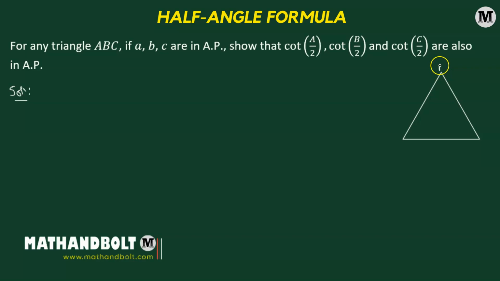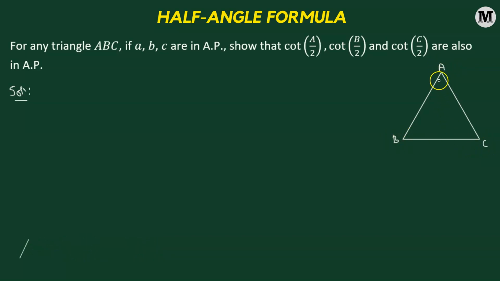Let's say we have a triangle ABC. For this particular triangle, the side opposite to angle A will be represented by a in lowercase, the side opposite to angle B will be b in lowercase, and the side opposite to angle C will be denoted by the letter c in lowercase. If we take the sum of the sides a plus b plus c, this gives us the perimeter of the triangle. If we divide it by 2, this expression represents the semi-perimeter of the triangle, which is denoted by the letter s in lowercase.